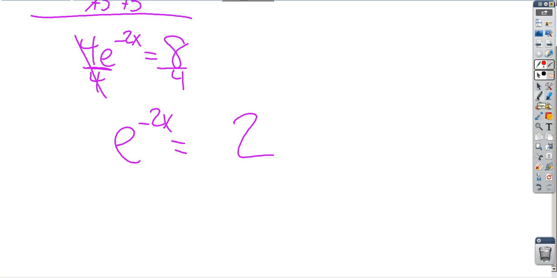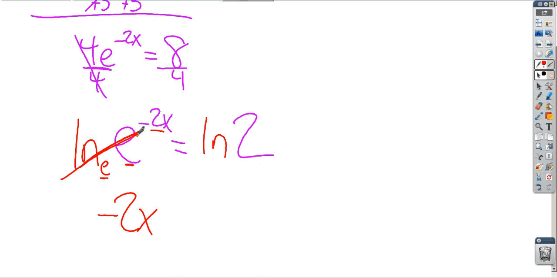So let's take the natural log of both sides. What happens right here? This is saying, what power do I have to raise e to get e raised to that power? The only thing you could raise e to that would give you e to the negative 2x is negative 2x. So essentially these things are canceling each other out. Here's the important thing: that only works if you are raising e and you're taking the base e.